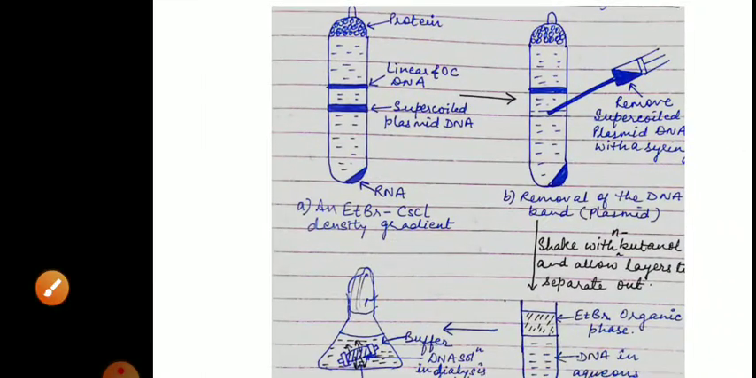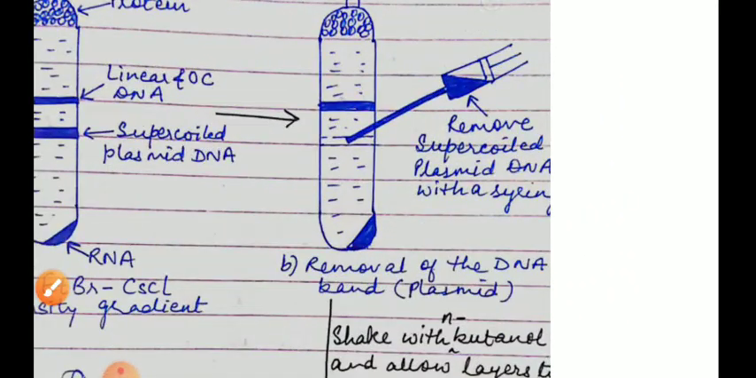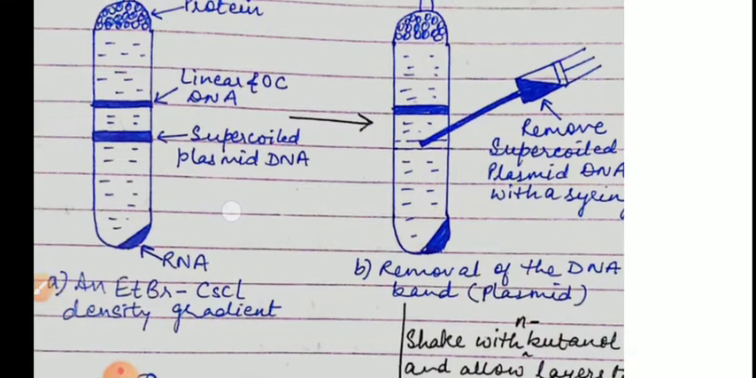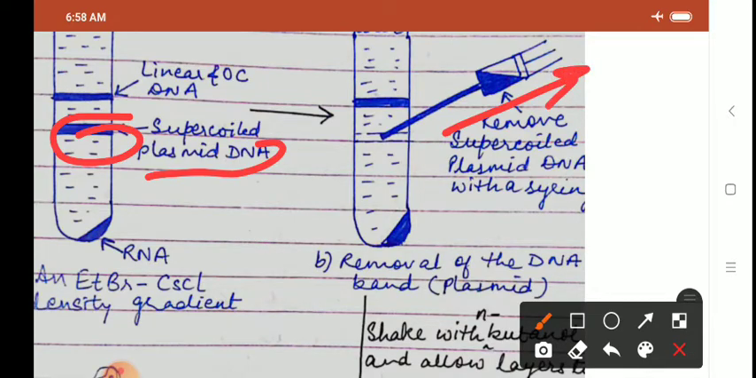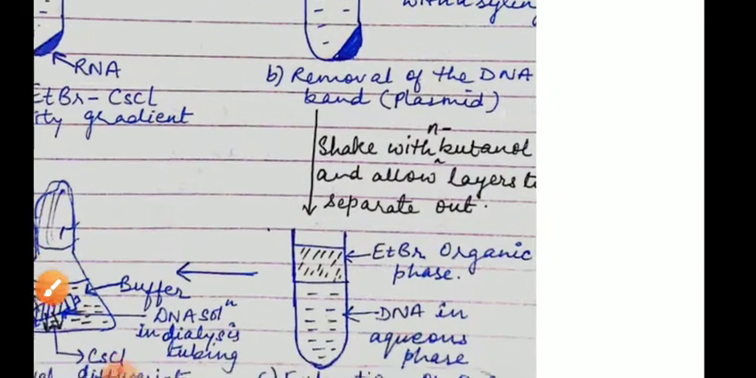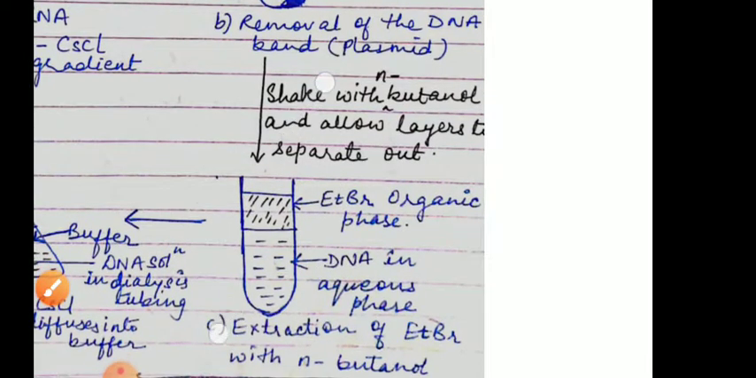Now, the next thing we can do is separate. So, using a syringe, carefully remove. The tube is punctured, the syringe is pushed inside the tube, and carefully the supercoiled plasmid DNA is removed. So this is supercoiled DNA. Okay, this is carefully removed with the help of a syringe, right? Then the plasmid DNA band is removed.